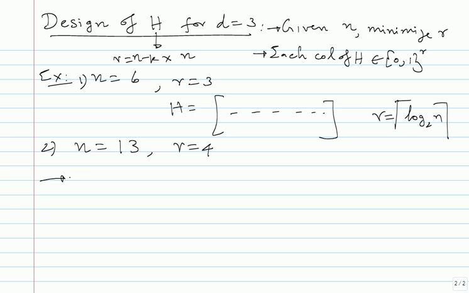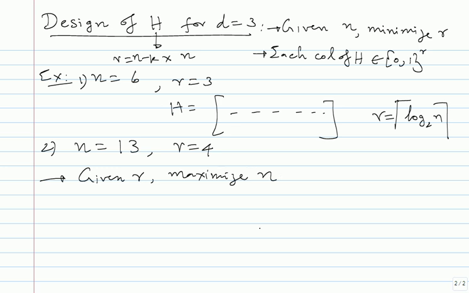Okay, there's also another way of doing this design. Suppose you say you're given r, as opposed to being given n. So you're told I can add only this many parity bits. I can't add more than this many parity bits, right? So the number here is the number of parity bits you can add, r, right? The redundant bits. Okay, and what would you try now to maximize or minimize? You will try to maximize n, right? That's the goal.